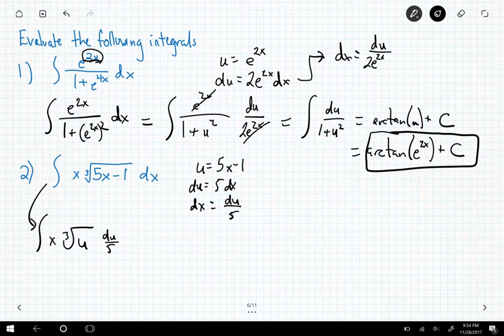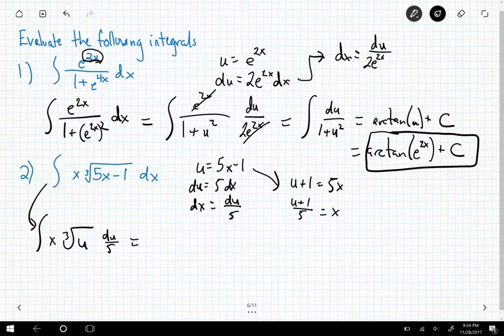So this is one of those crazy scenarios, and you could have actually manipulated the previous one. You still come up with an arctangent of e to the 2x. It just would take a little bit more work. But sometimes we get creative with our u values and making these substitutions. So notice you have u plus 1 equals 5x. So in that case, we get u plus 1 over 5 equals x. So this integral, we can replace the x now with u plus 1 over 5, times the cube root of u, and then times du over 5.